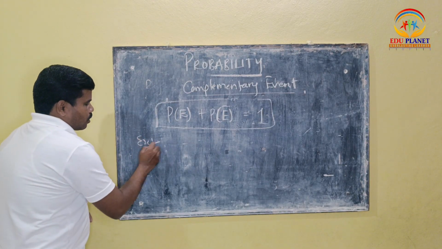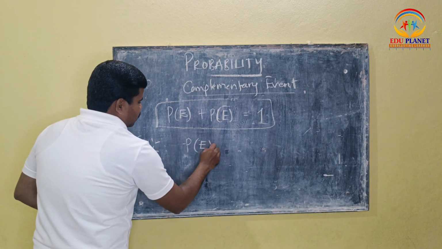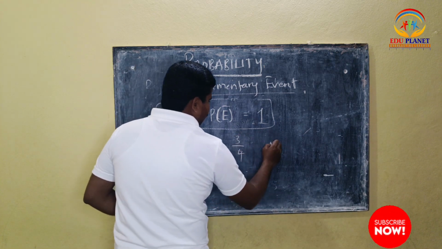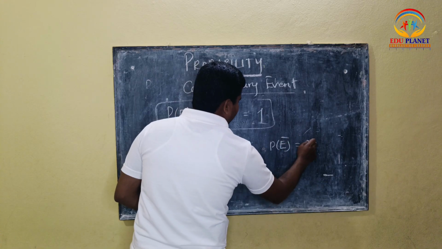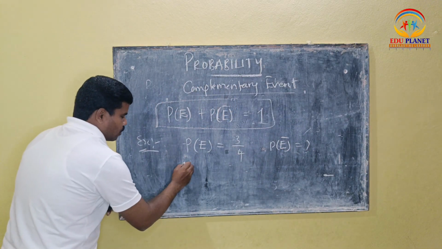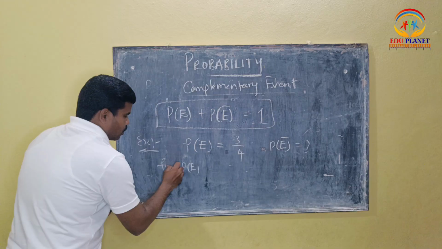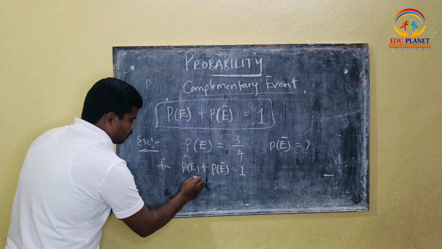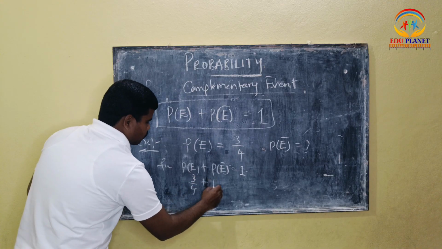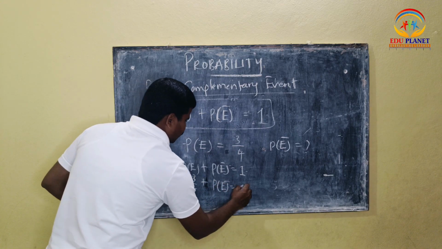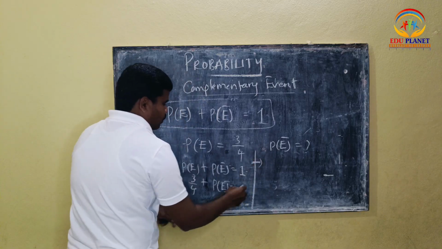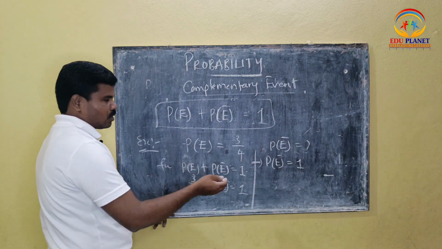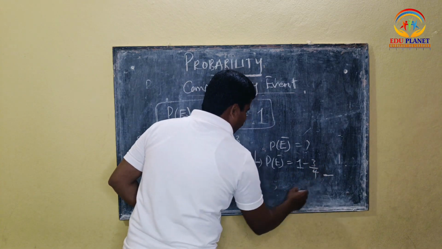Suppose probability of event equals 3 by 4. Then what is the probability of not event? Very easy. Firstly, probability of event plus probability of not event equals 1. Probability of event value 3 by 4 plus probability of not event equals 1. See here, probability of not event equals 1 minus 3 by 4. If I bring that to the other side, it becomes minus 3 by 4.